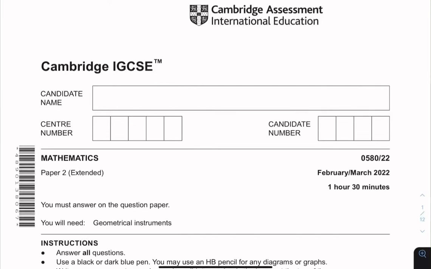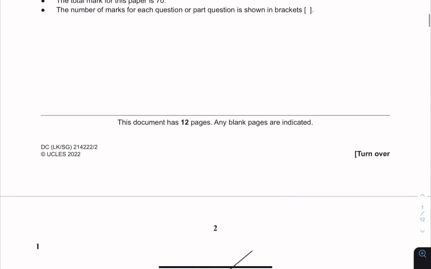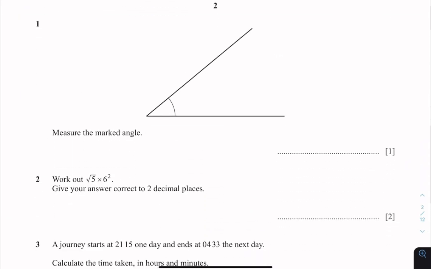Today we'll be discussing Mathematics Extended Paper 22, February/March 2022. Alright, so your first question. You just measure the marked angle using your protractor. I couldn't show it on the screen, but the marking scheme said that it is 40 degrees.